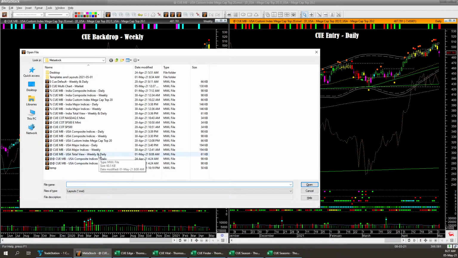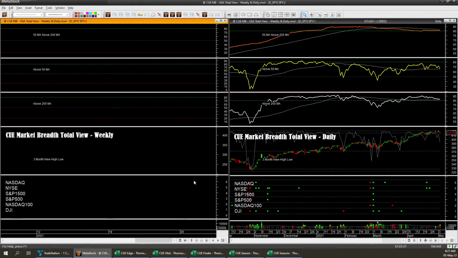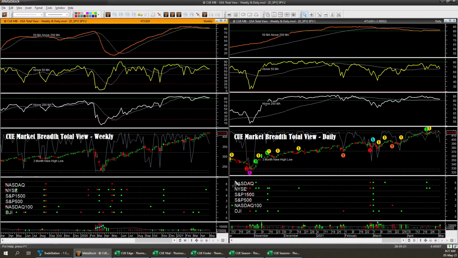Let's directly go to now market breadth total view to save time. That combines the insight from two composite indices, Nasdaq NYSE, and four major indices, S&P 1500, 500, Nasdaq 100 and Dow Jones. If we look at the MA calculations, percentage of stocks where 50 MA is above 200 MA. We have weekly chart as usual and daily chart together. The 50 MA above 200 MA is above 80%.